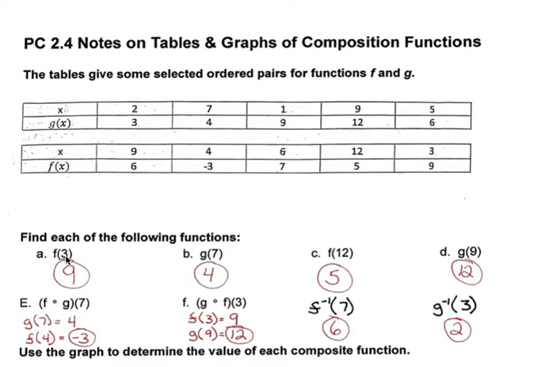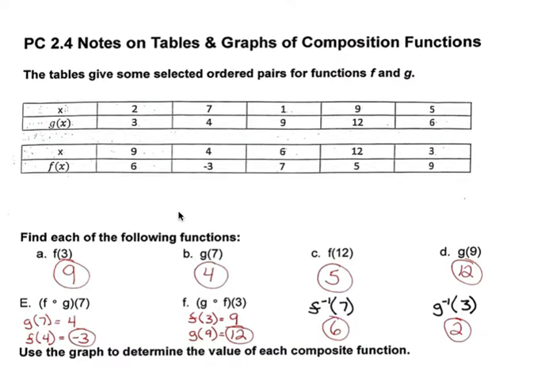We got f of 3. Now what you have to realize is there are two different tables here. G of x is up top here, f of x on the bottom. Not sure why it switched like that, but hey, let's do it. Okay, f of 3. So I go along here till I find my 3. They're not in order. F of 3 would be 9. That's why I have the 9 here.